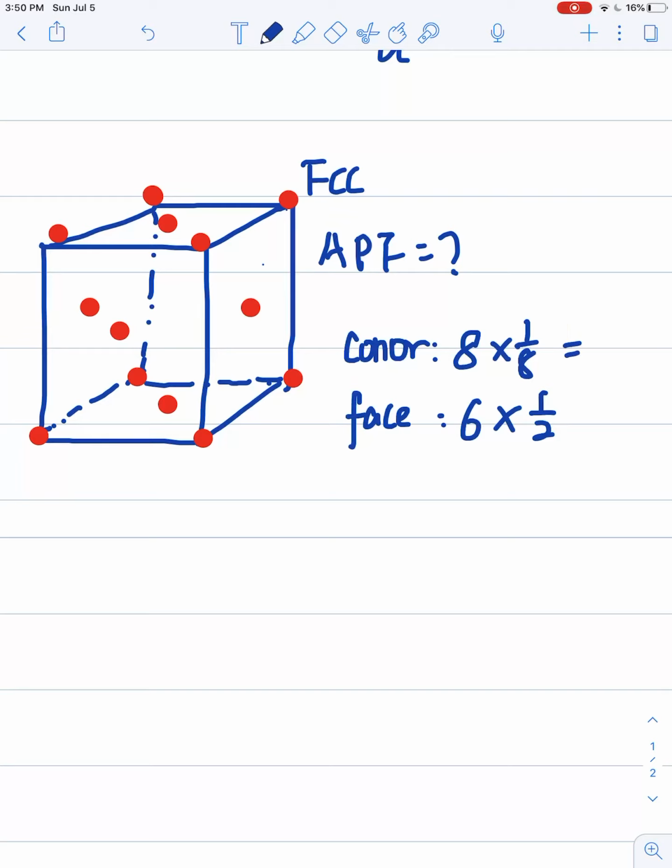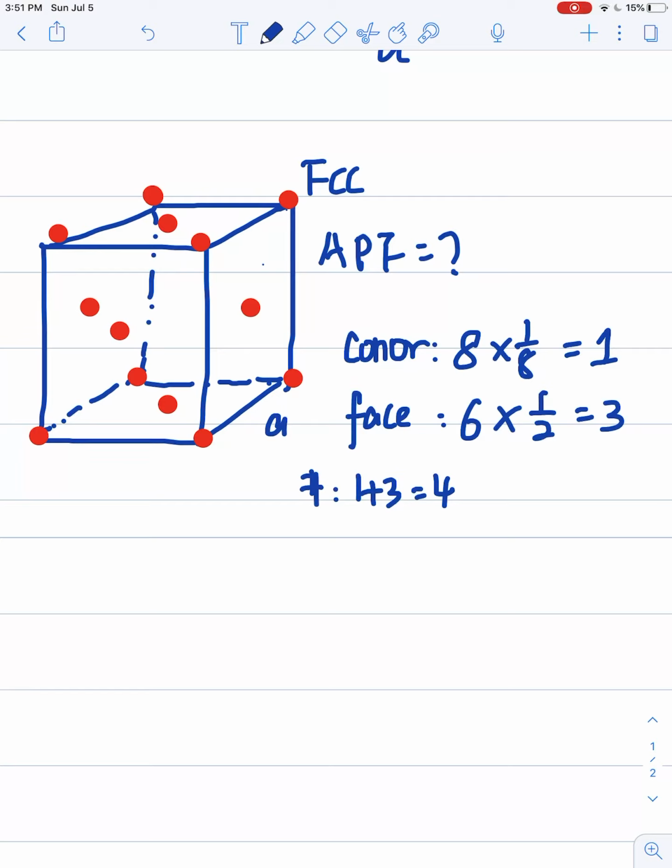So let's do a quick calculation. All the atoms at the corners would give us 1 atom, and all the atoms on the faces would give us in total 3 atoms. So in total, we have 1 plus 3, that is 4 atoms. Okay, now we know there are 4 atoms. If the length of the unit cell is A, what's the relationship between R and A? R is the radius of an atom.